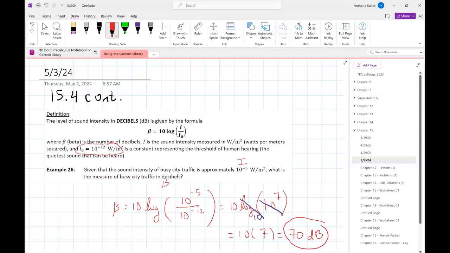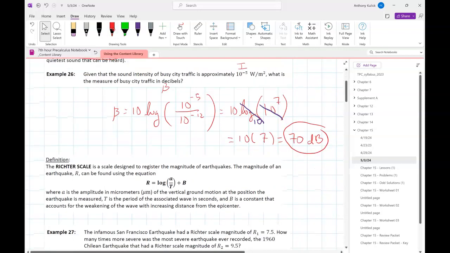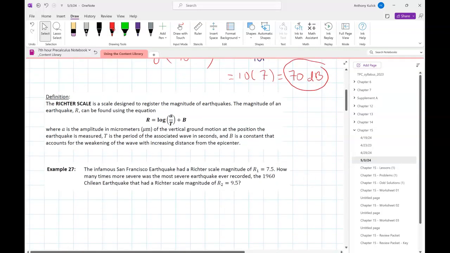Coolsville? On to the next one. Why not? I love the attitude. The next example is the Richter scale. What do we recognize the Richter scale from? Earthquakes. That's how we measure earthquakes. We've got some earth science scholars in here.